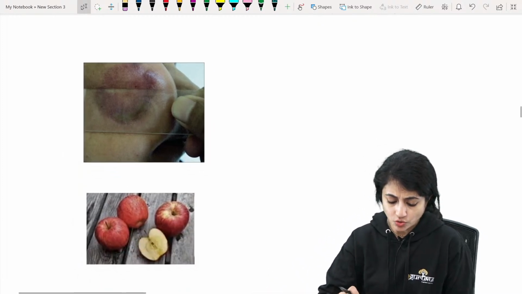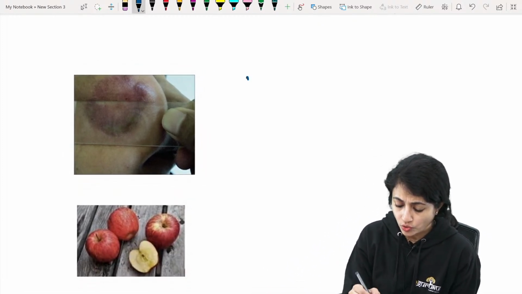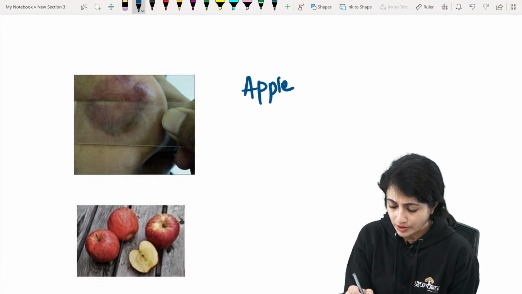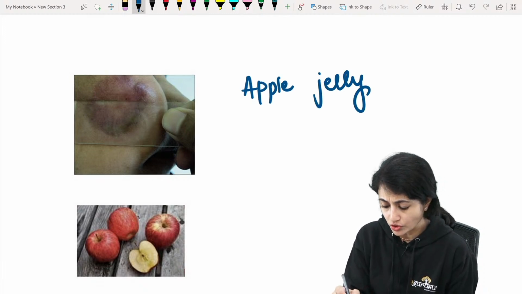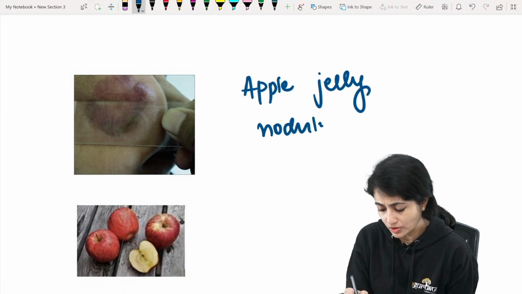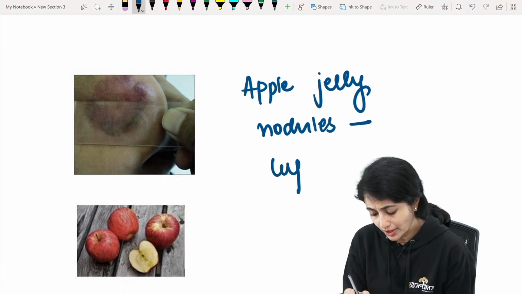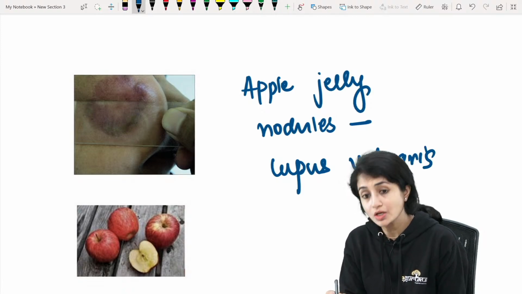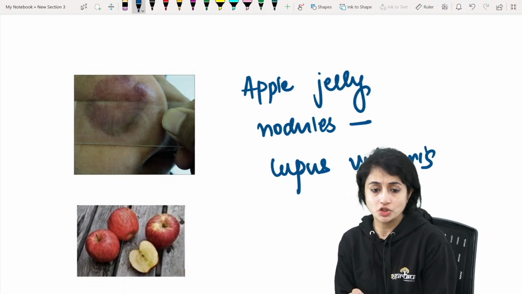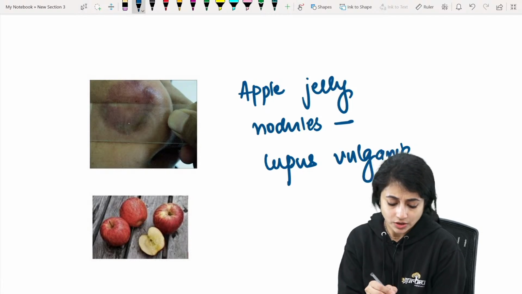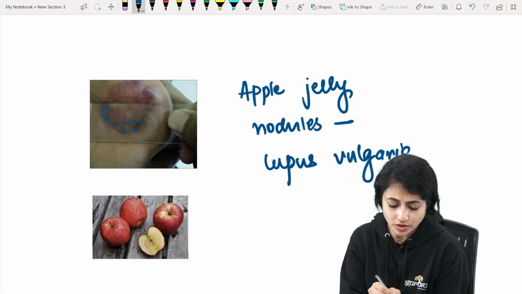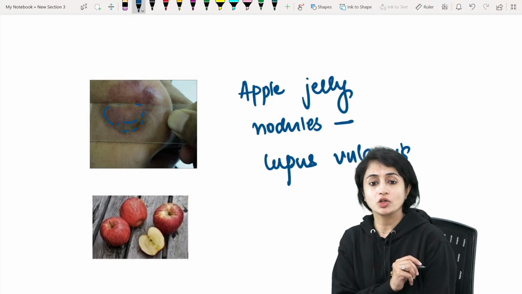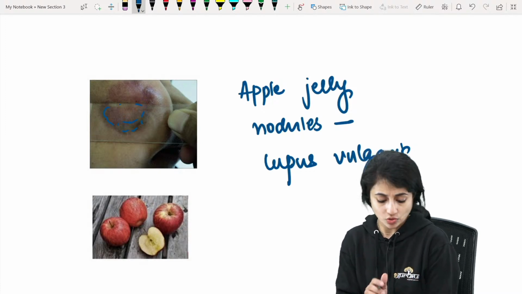What else does it do? It helps me to look for apple jelly nodules in cases of lupus vulgaris. Now, lupus vulgaris is a type of cutaneous tuberculosis which is granulomatous in nature. So, when you blanch it, you see this apple jelly consistency because of the granulomatous nature of the disease. So, apple jelly is this thing.